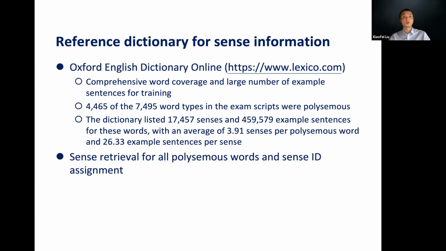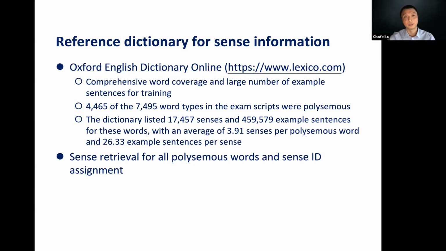Then to identify polysemous words, we used the Oxford English Dictionary Online because of its comprehensive word coverage. We had no trouble covering basically all the words in our learner corpus, and it also has a large number of example sentences for each sense. So the dictionary lists multiple senses for each word, including the part-of-speech category. But critically, for each sense, it contains an adequate number of example sentences that we can use for training.